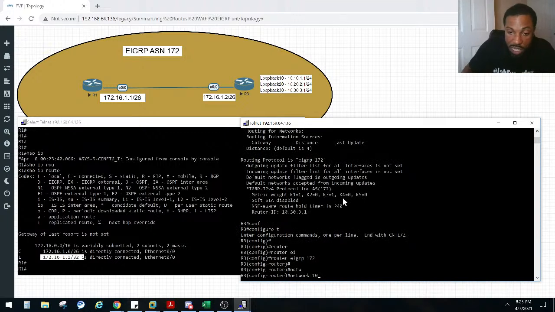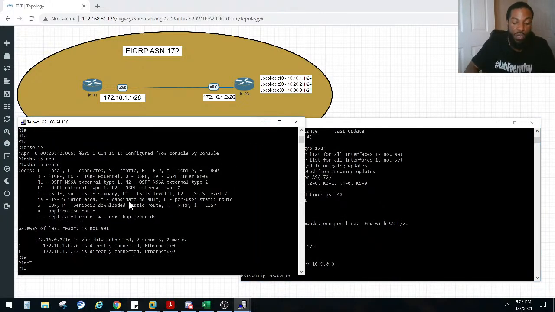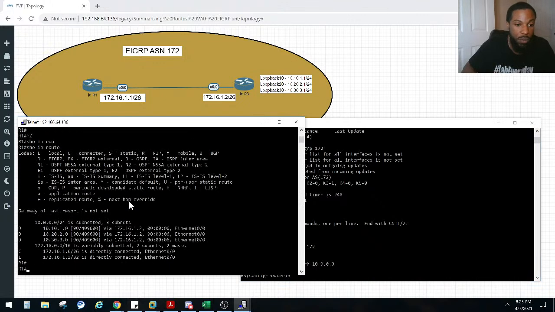So in this case, the 10 network, right? Do we want a wildcard mask? Probably not, because we care about the entire address. So we just do 10 like that. And let's see what he's sharing now. If we do show IP route, we'll see. Okay, we've got 3 networks now.